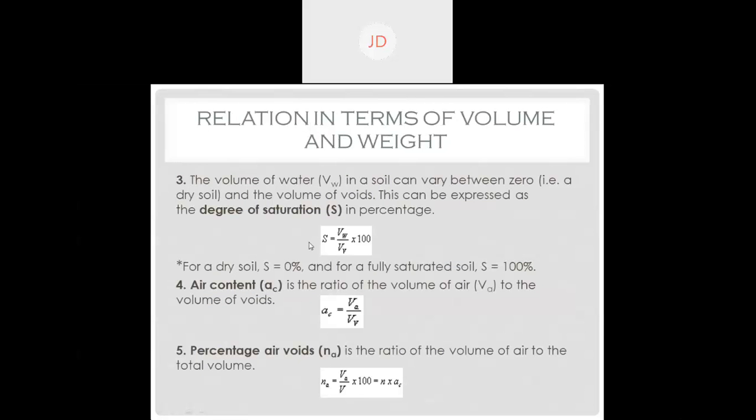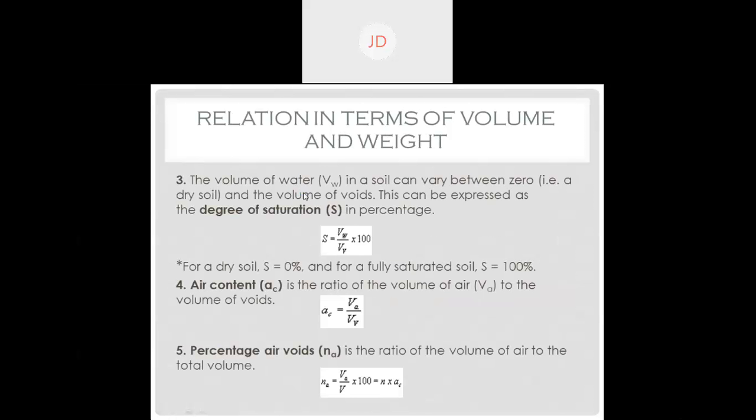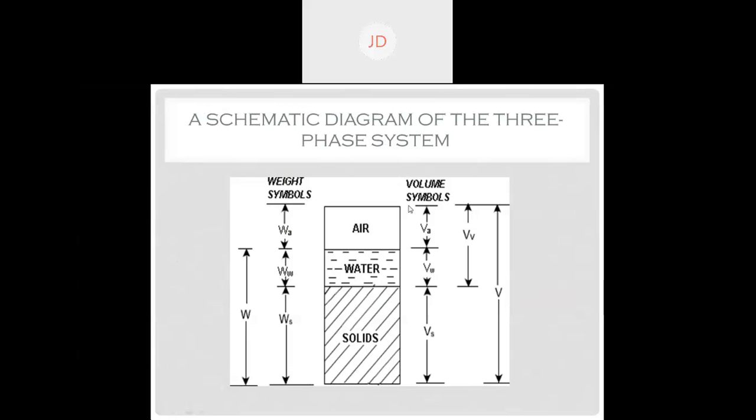Okay, fine. So let's discuss a little bit about this. What do we mean by void ratio? It is the ratio of the volume of voids to the volume of soil solids. Before that, I just want to tell you that first of all, we'll discuss only the volume relations. That means whatever I'm going to discuss now depends only on the volume, not on weight.